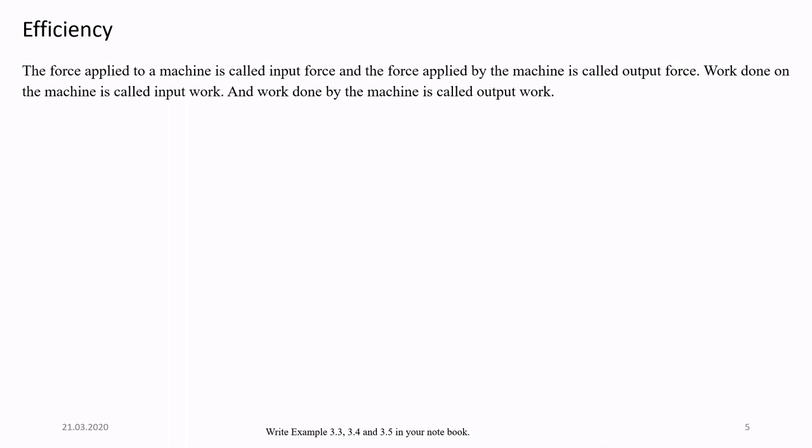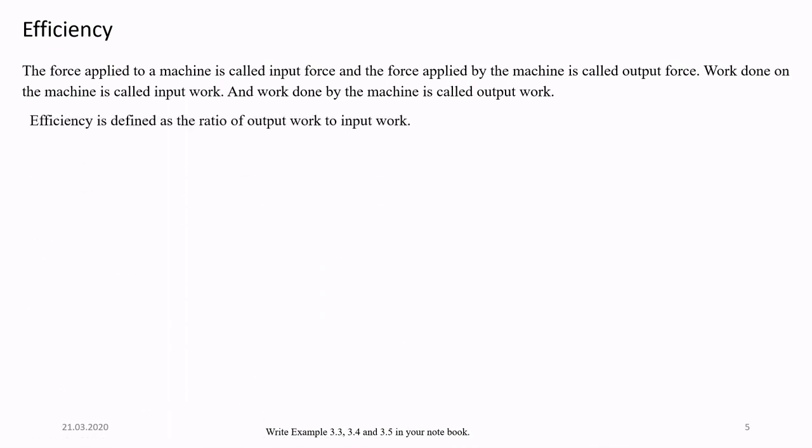So input work is given in terms of chemical energy, and output work is given in terms of some physical work done. The force applied to a machine is called input force, and energy supplied to a machine is input energy. The force applied by a machine is called output force, or energy given out by the machine is called output energy. Work done on the machine is called input work, and work done by the machine is called output work. These concepts are very important for understanding the formula for efficiency of a machine.